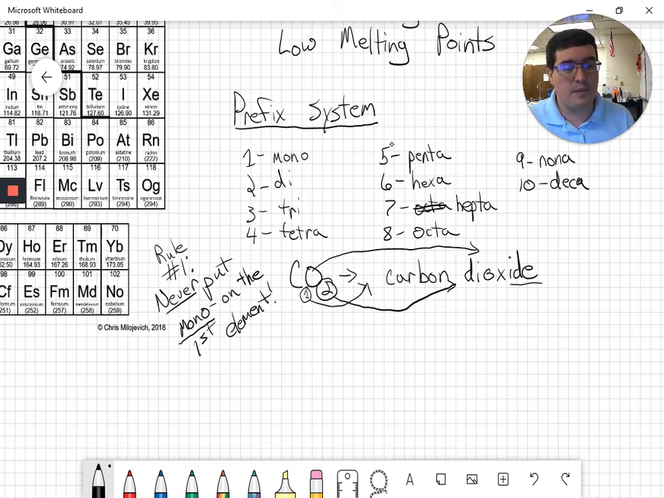So if I gave you something like SeBr2, that should be a 2, sorry about that. The name of that, you can pause here if you want to try it. It should be selenium dibromide.